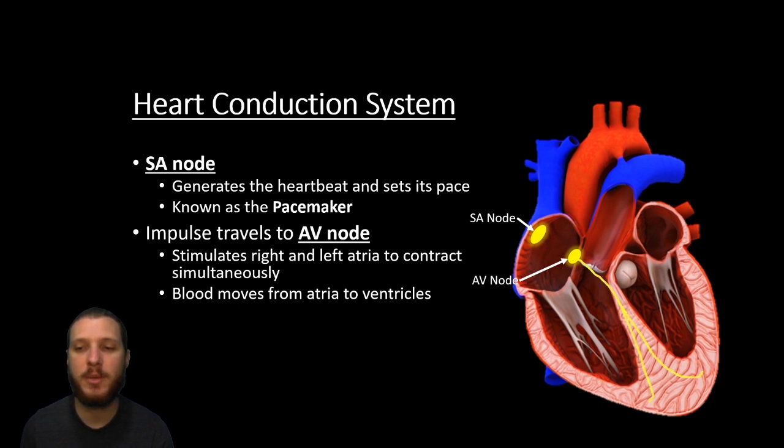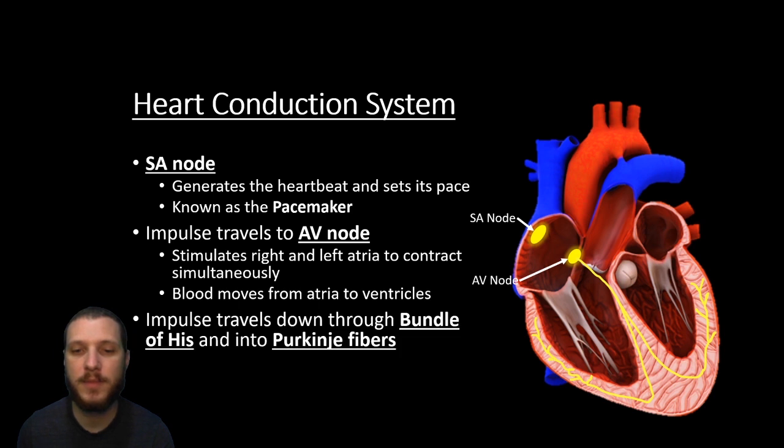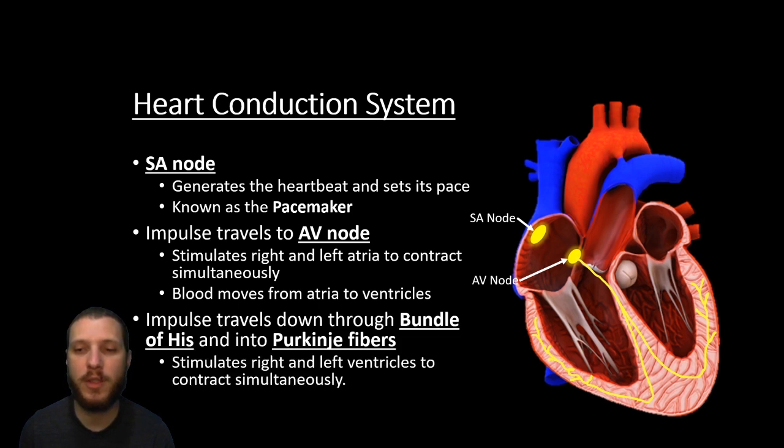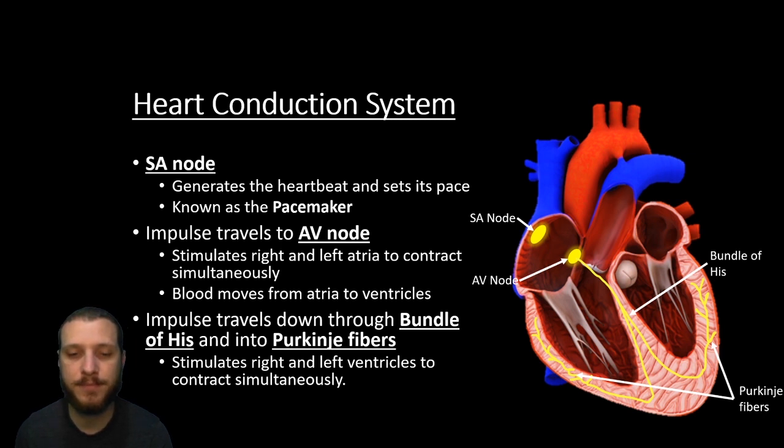So this impulse is then going to pass down through the rest of the conductive system. So it's going to travel through what we call the bundle of His, which is going to be these 2 fibers here. And then it's going to continue into the Purkinje fibers. So I don't really care so much about all this. Just know if you see these 4 terms together, we're talking about the heart's conductive system.